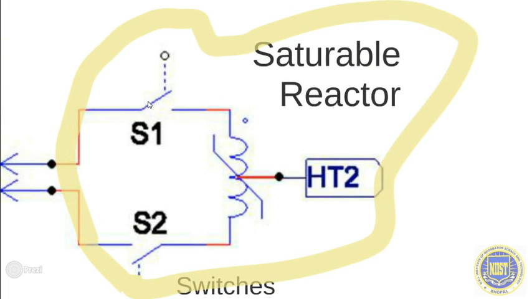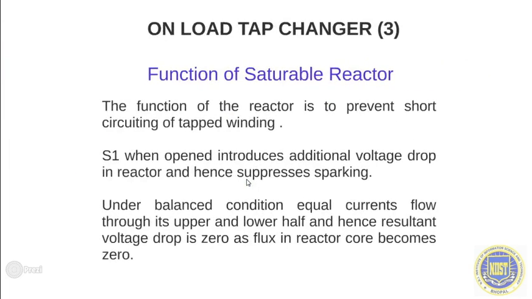Say if I open the switch S1, then the current in the top half of the winding is reduced to zero, while the lower half carries the load current. In this case, the saturable reactor presents an additional voltage drop, which takes care of the winding short circuiting and negotiating with the sparking that can be produced.